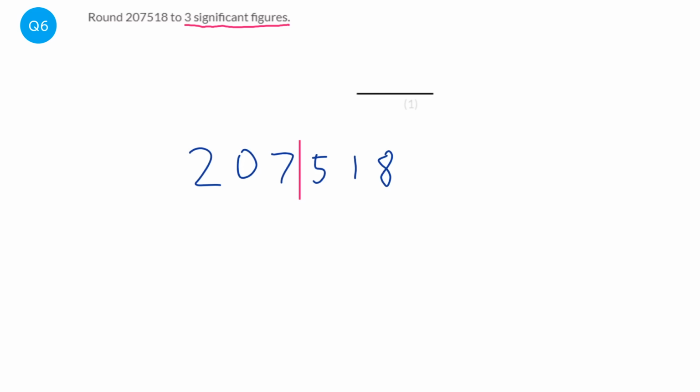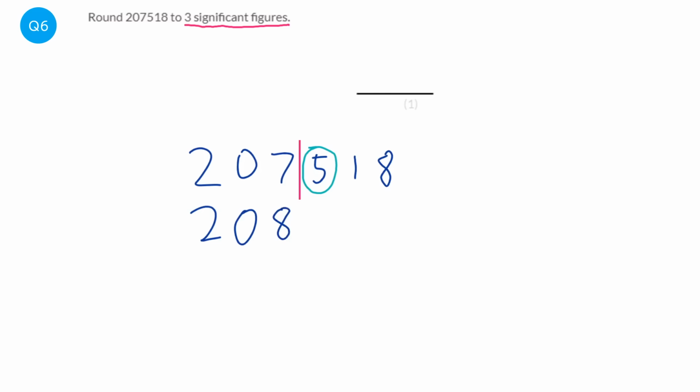Now all the numbers to the right, so these numbers here, will all turn to 0. But before that happens, we look at this number. Now this number, if it's 5 or more, moves this number up by 1. If it's less than 5, that number stays the same. Now it is 5 or more, because it is 5. So it's not going to be 207, it's going to be 208.